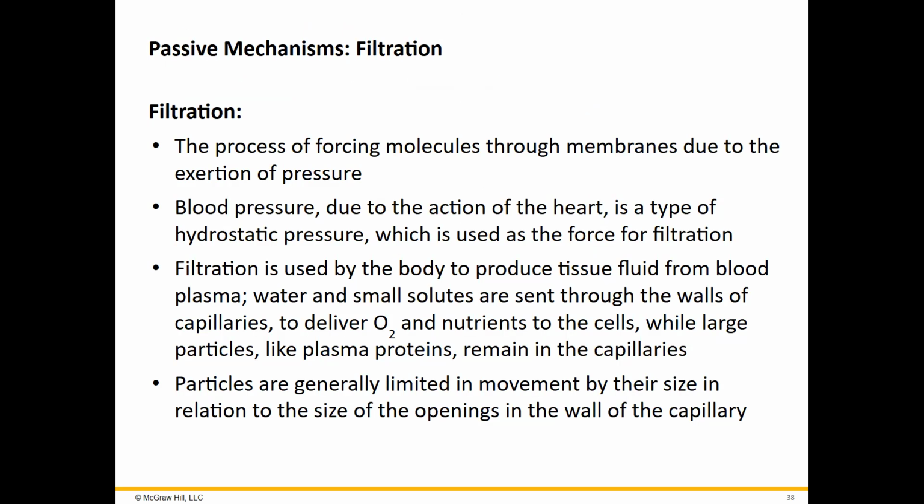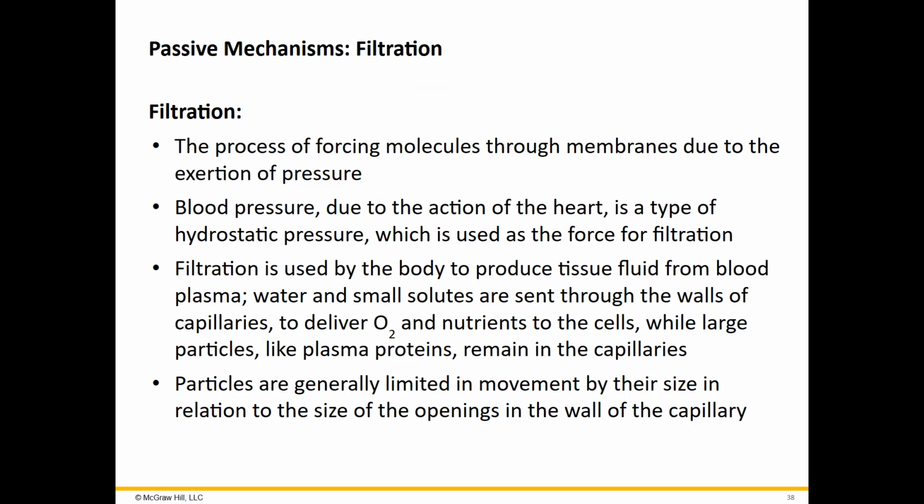All right, so that's diffusion, and that's facilitated in simple diffusion as well as osmosis. Let's talk about filtration. This is the process of forcing a molecule through the membrane due to the exertion of pressure. I want you to think about blood pressure, okay? Due to the action of the heart, it creates a pressure that pushes things through, right?